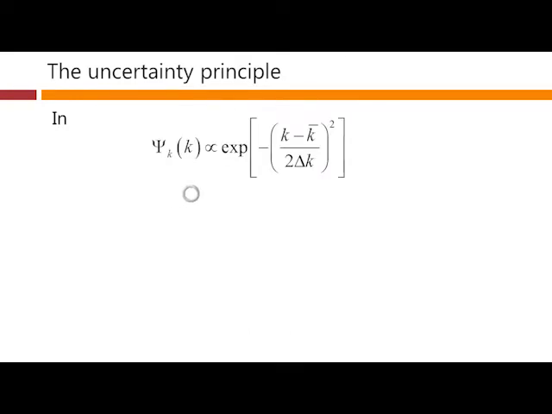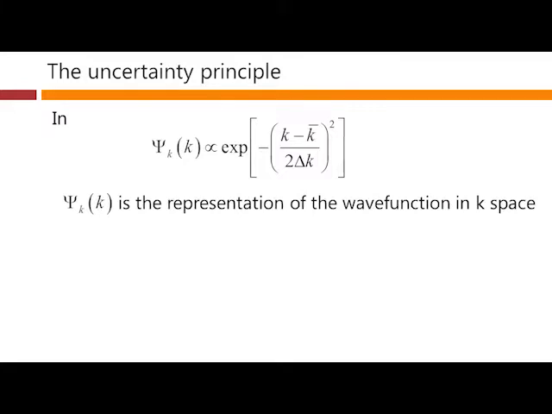So in this expression here with these Gaussian weights, we could say that psi with the subscript k as a function of k is the representation of this wave function in k space. This is the set of amplitudes in k space of all of these plane waves. So this is just as good a representation of the wave function as the set of all of the amplitudes in real space.